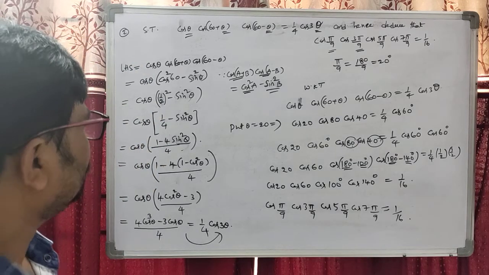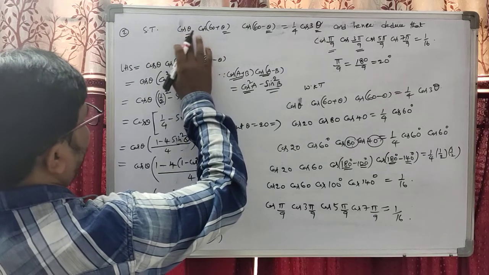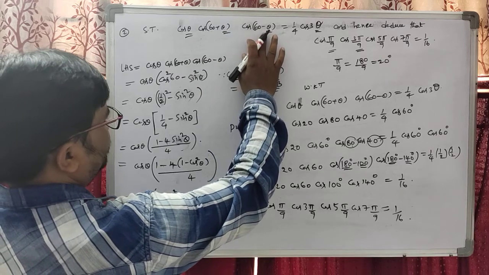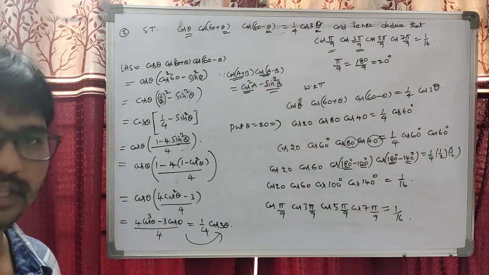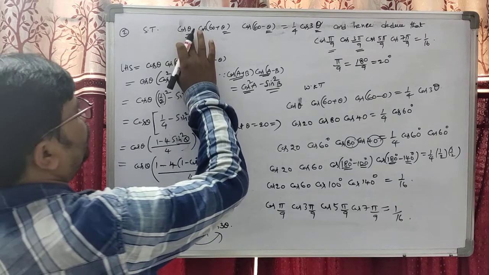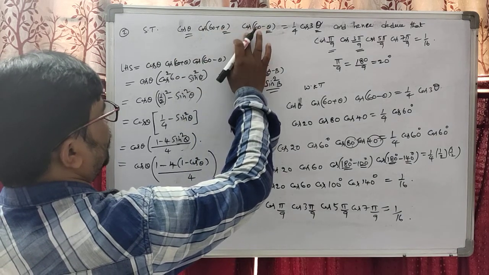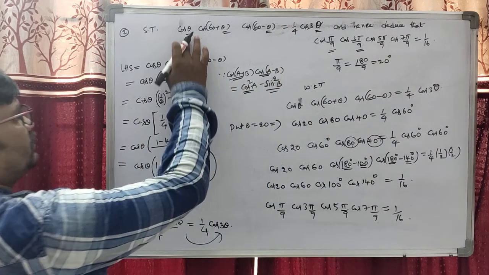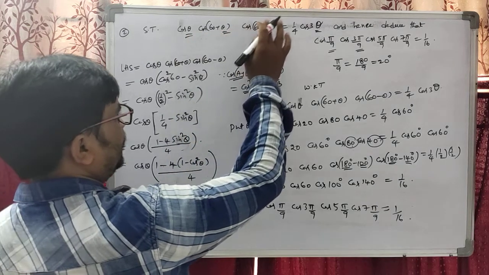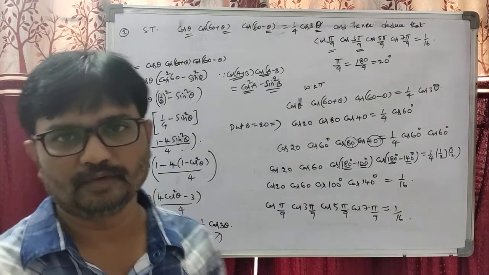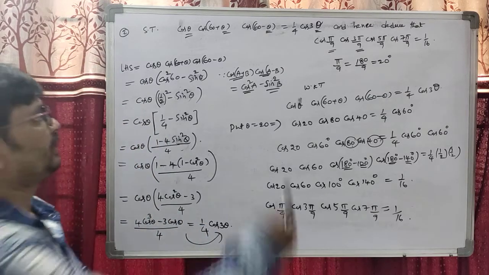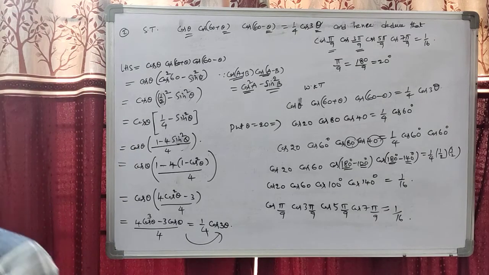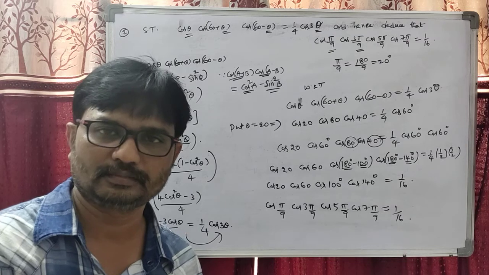Now students, similarly cos of theta, cos of 120 plus theta, cos of 120 minus theta is also 1 by 4 cos 3 theta. So dear students, cos of theta, cos 240 plus theta, cos of 240 minus theta is also 1 by 4 cos 3 theta. And also students, cos theta, cos 300 plus theta, cos of 300 minus theta is also 1 by 4 cos 3 theta. Either you can take 60 or 120 or 240 or 300, those are also equal to 1 by 4. Okay students.